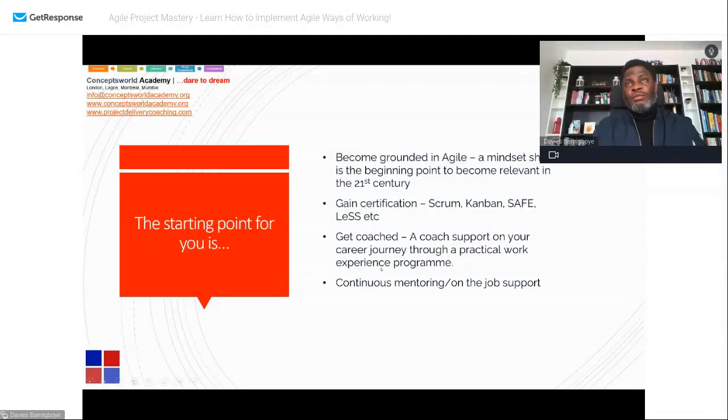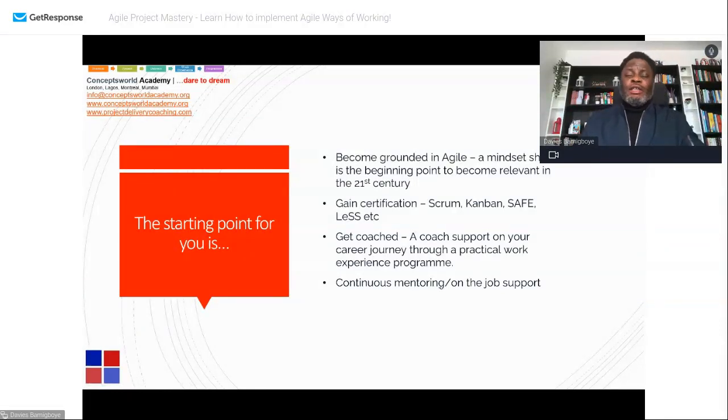And the kind of coaching that we offer, for example, is practical work experience where you're actually working on a live project. The last point is very, very important. Learn to get continuous mentoring or on-the-job support.